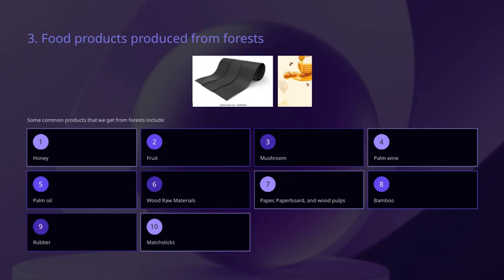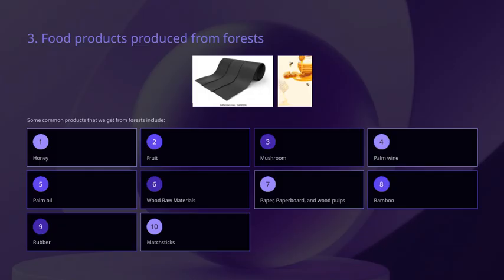Now let's look at some common food products we get from forests. First, we have honey, which is a sweet, natural product produced by bees that thrive in forest environments. Then there are fruits, which grow on trees and plants within the forest, providing essential nutrients and flavors. Mushrooms are another important forest product. They grow naturally in shaded, moist areas and are a valuable food source.